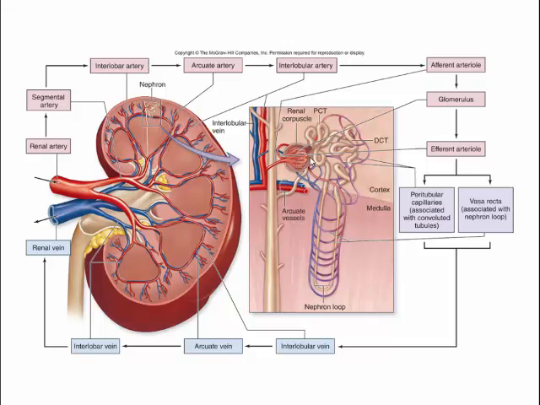Blood leaving each glomerulus drains into an efferent arteriole, which empties into a second capillary, either a peritubular capillary within the cortex or a vasa recta associated with a nephron loop. These capillaries drain into interlobular veins, to arcuate veins, to interlobar veins, and then into the renal vein. The arteries and veins with the same names run side by side.